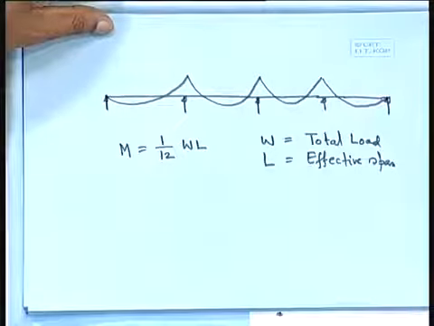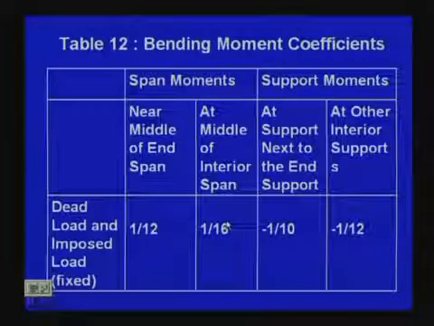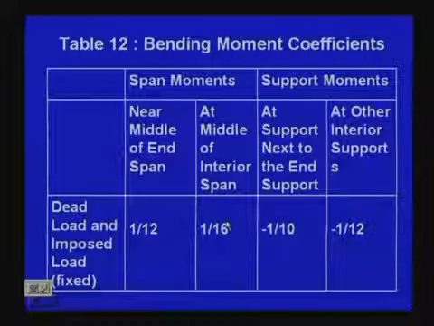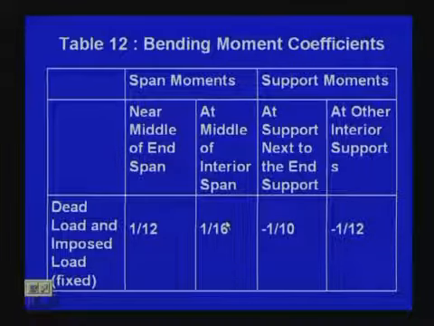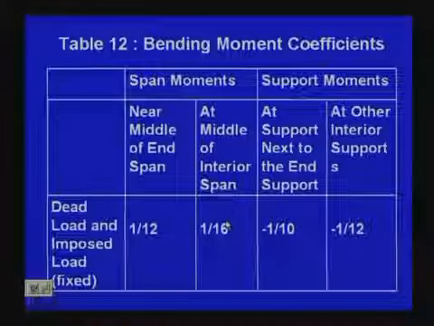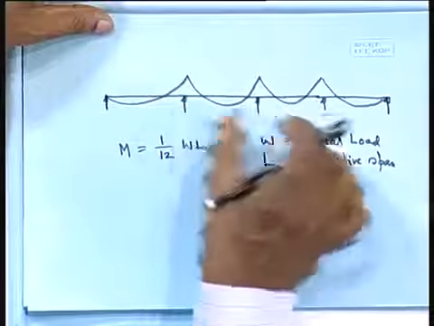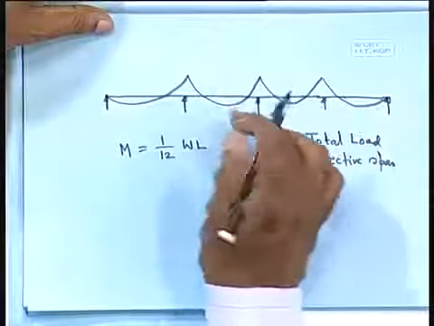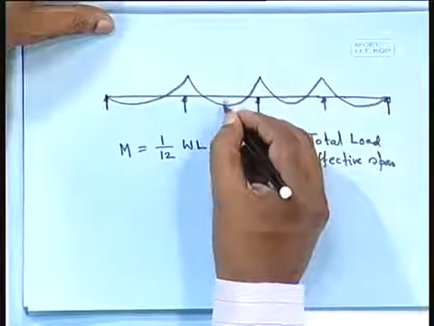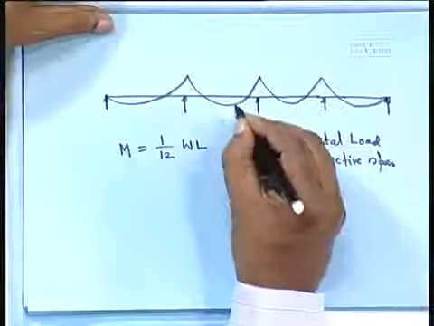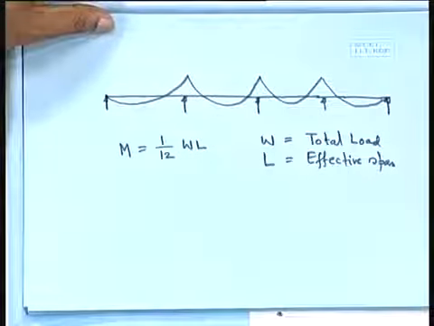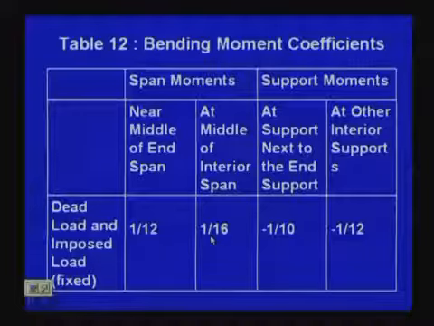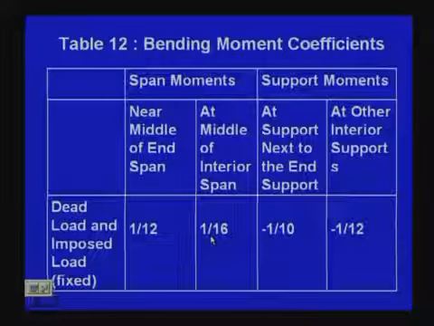At the middle of an interior span, that means these are called interior spans. This is called an interior span. So we shall get in the middle of the interior span, and how much do we get? That is 1/16 times WL.